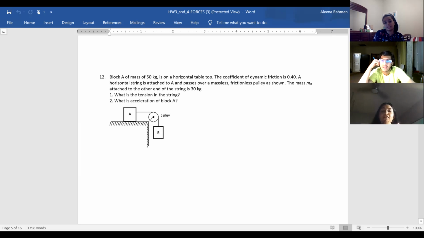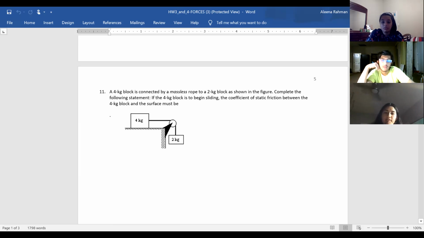If it says, like on question 11, you know how it said static friction? Yeah, it says static friction. Okay, yeah. So then you would assume that the tension is equal to the frictional force. Yes, because net force is 0. So that's the only, yeah. Okay. Yeah, thank you.